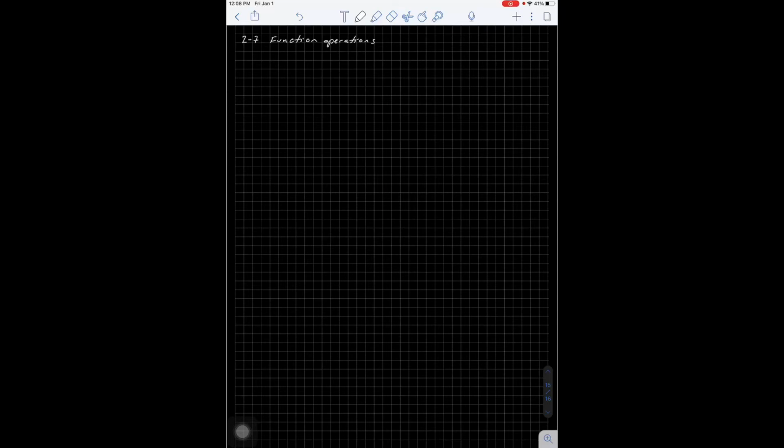Hello, welcome to 2.7. We're talking about function operations. So we're going to take a quick jog back into your math history and way back to first grade. In first grade, we said, hey, here's a bunch of things. These are called numbers. And numbers are 1 and 2 and 3 and 7 and 21 and 19 and all these different numbers in here.